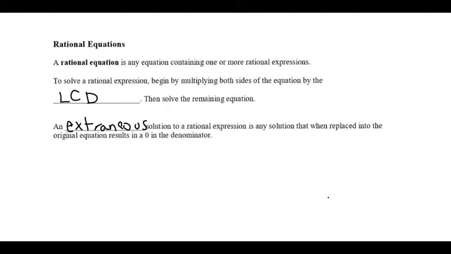An extraneous solution to a rational equation is any solution that, when placed into the original equation, results in a zero in the denominator. So basically, it makes our fraction illegal, not allowed, undefined, because you get that zero in your denominator.